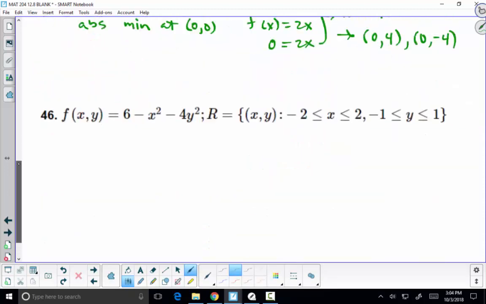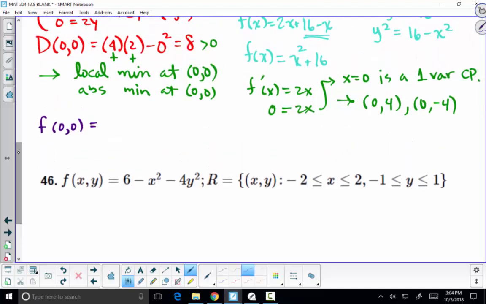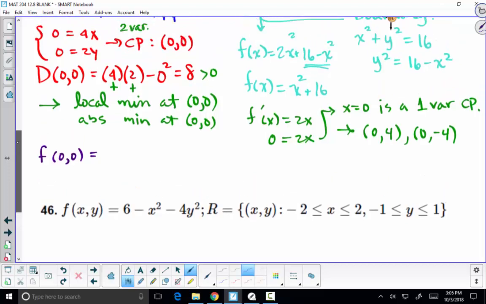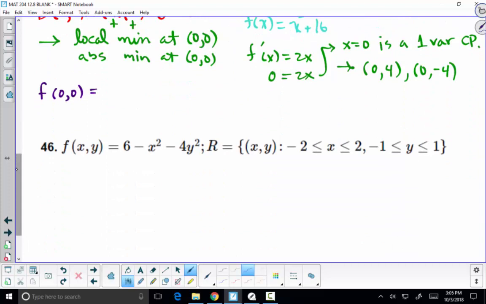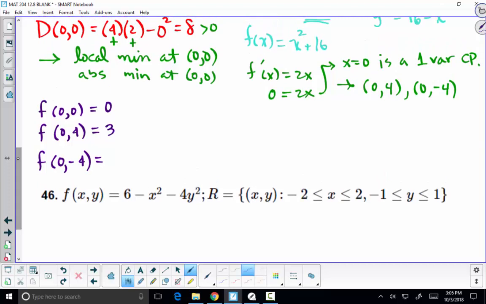So we have f of, let's use a different color for this. We're doing something totally different now. So f of 0, 0, let's just see. And now we already talked about that we conceptually realized that this had to be an absolute min, but let's just put it in there anyway. So f of 0, 0 in our function turns into 0. And then f of 0, comma 4, and f of 0, comma negative 4. Both of those we said were 32.